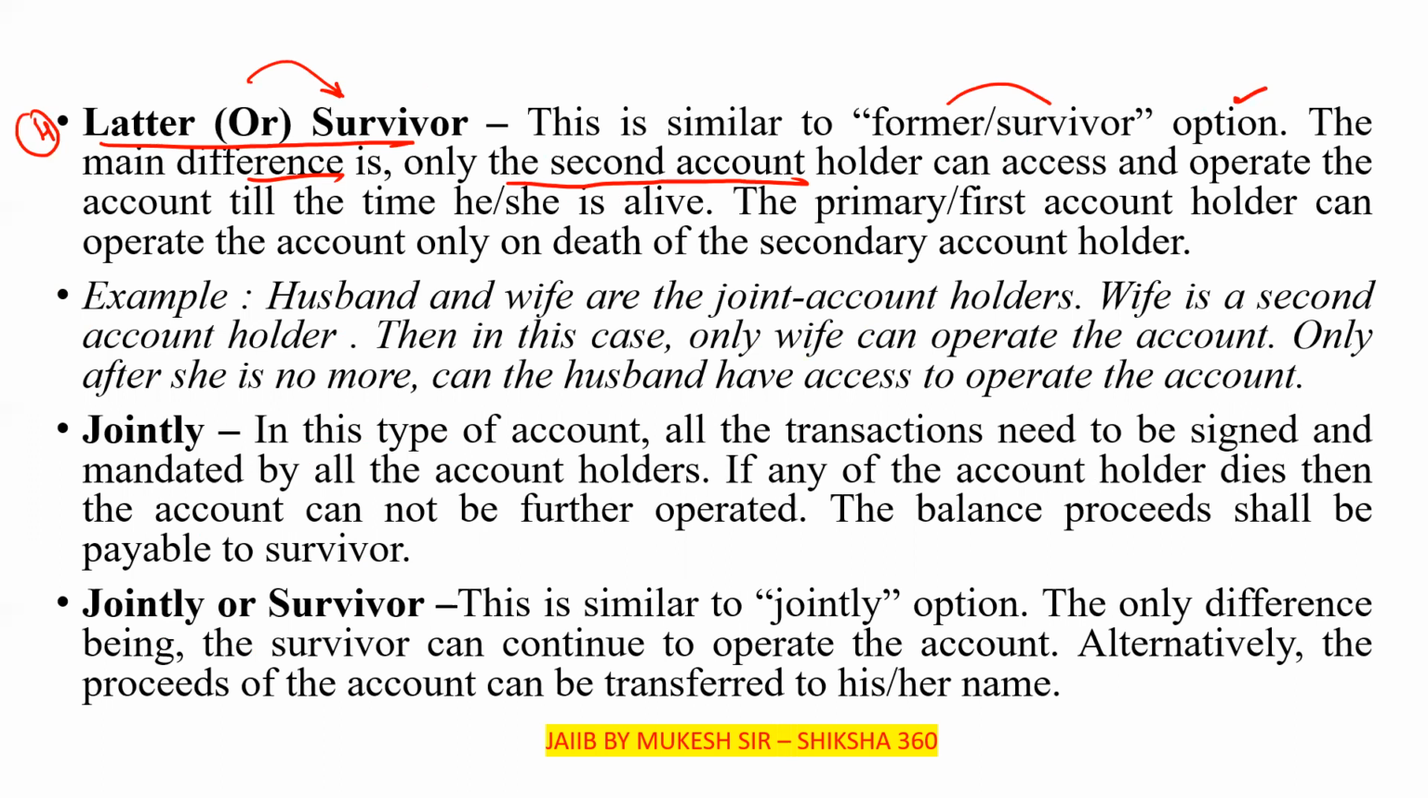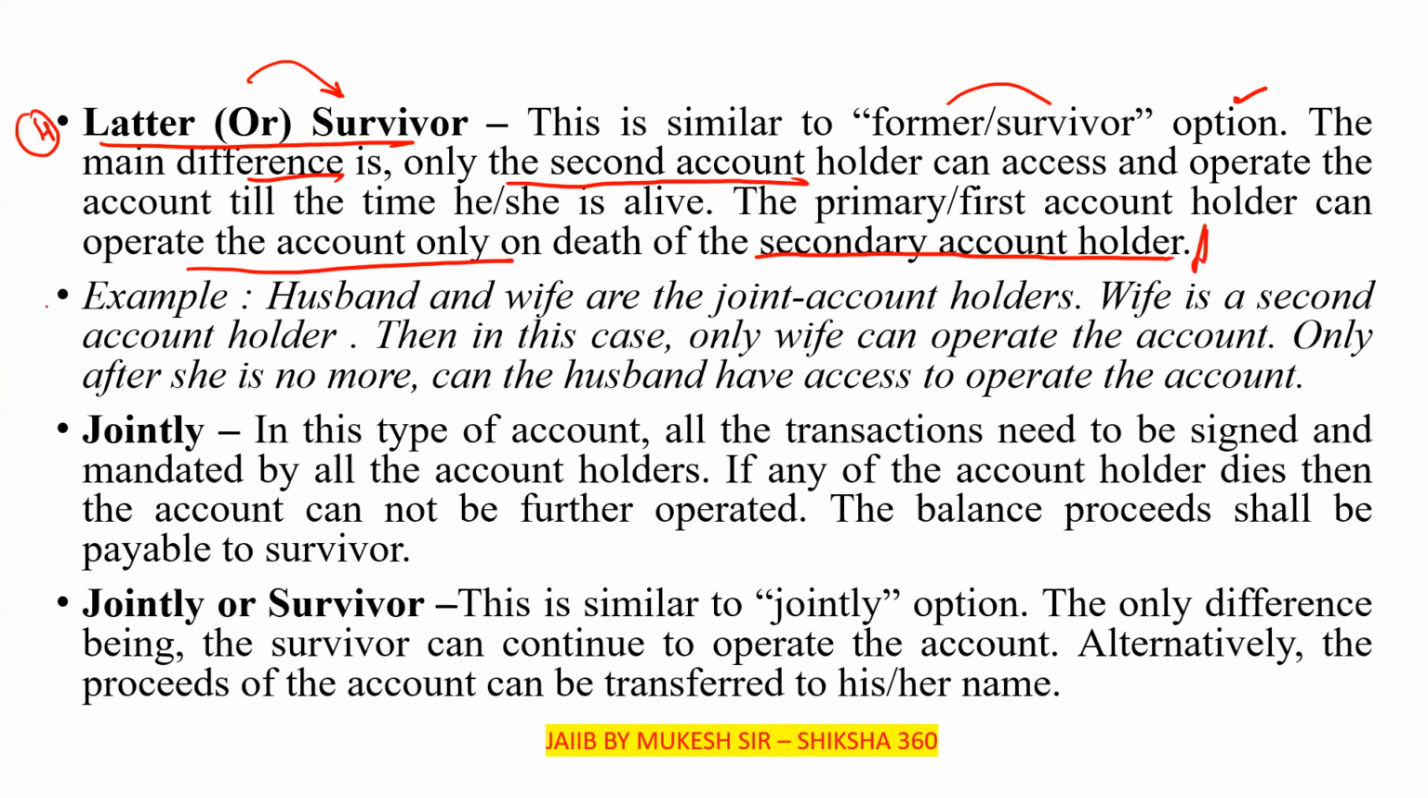So the primary or first account holder can operate the account only on the death of the second account holder. Clear? The primary or the first account holder can operate the account only on the death of the second account holder. Okay? So this is the example of the later or survivor.